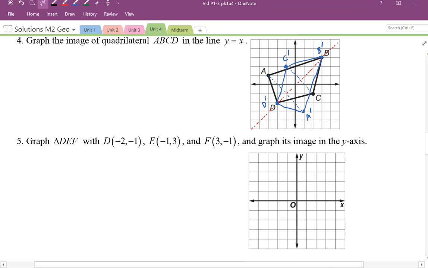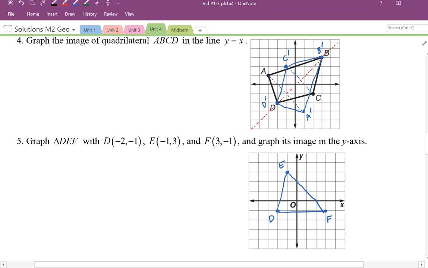Now what I'll do in the next problem, the original graph isn't given to us. So I have to graph point D, which is -2, -1. Point E is -1, 3. And point F is +3, -1. So that is my pre-image.